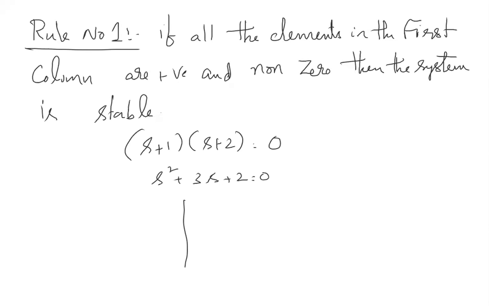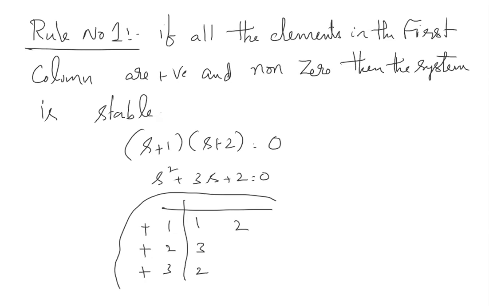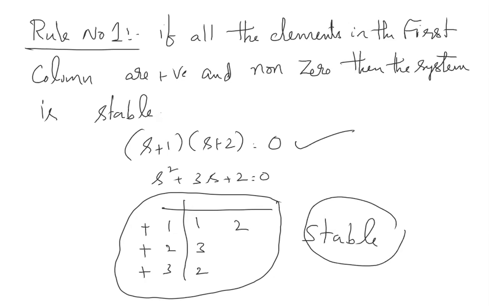So if I fill the Routh criterion table here, 1 and 2, and 1 and 2 and 3. So what is the third? You will get 3 rows. 3 into 2 minus 1 into 0, by 3, equal to 2. So this is positive, this is positive, this is positive. So the Routh criterion table says it is stable, but reality is also stable. That means you are convinced about rule number 1.